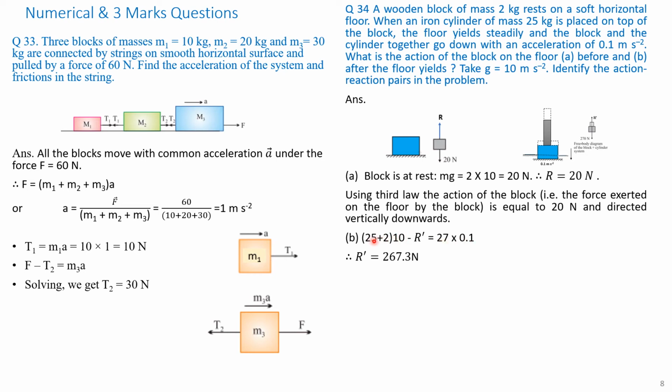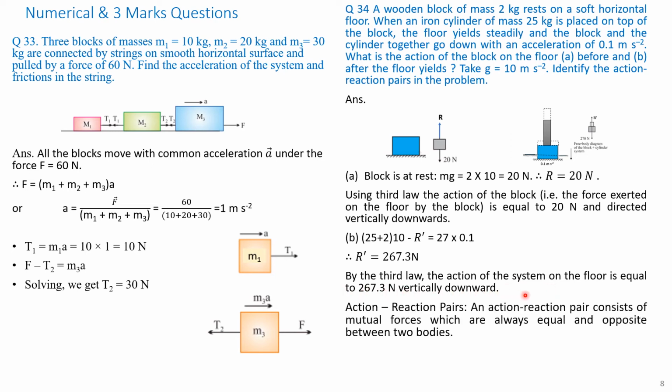It becomes 25 plus 2, 270 minus R dash equals. So you can easily simplify. By the third law, the action of the system on the floor is equal to 267.3 newtons vertically downwards. Action-reaction pairs: the action-reaction pair consists of mutual forces which are always equal and opposite between the bodies.